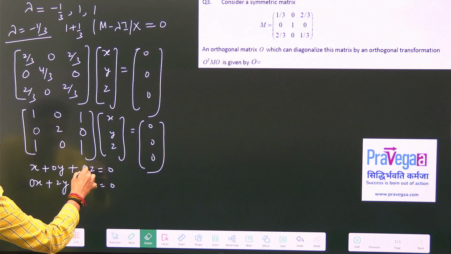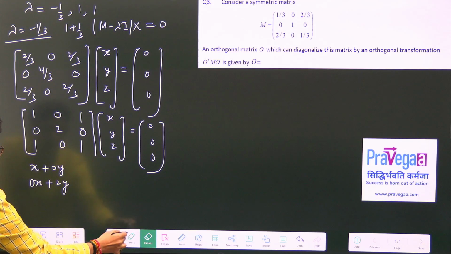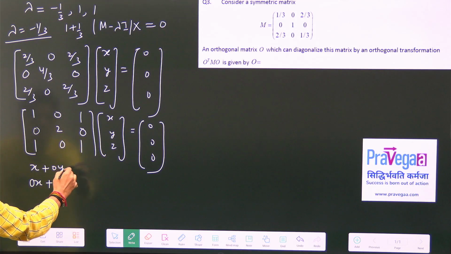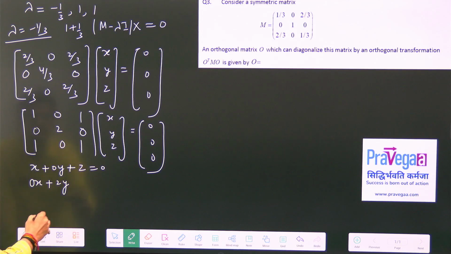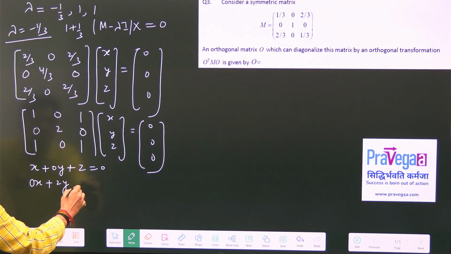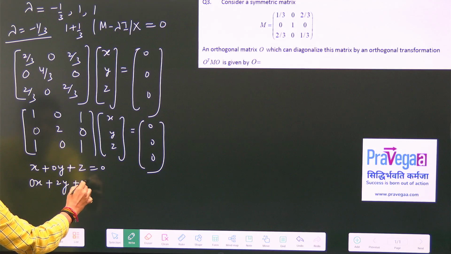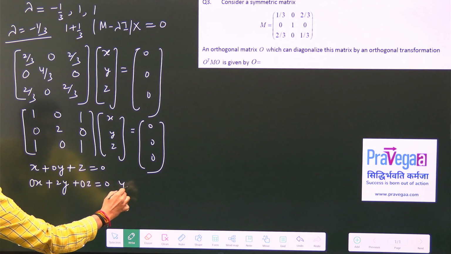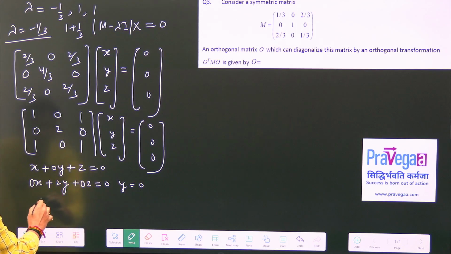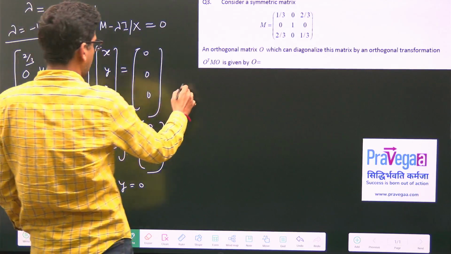So what I get from here: x plus 0y plus z is equal to 0, and 0x plus 2y plus 0z is equal to 0. So from this equation you get essentially y is equal to 0, and the first equation gives you x is equal to minus z. So what kind of vector can you write from here?